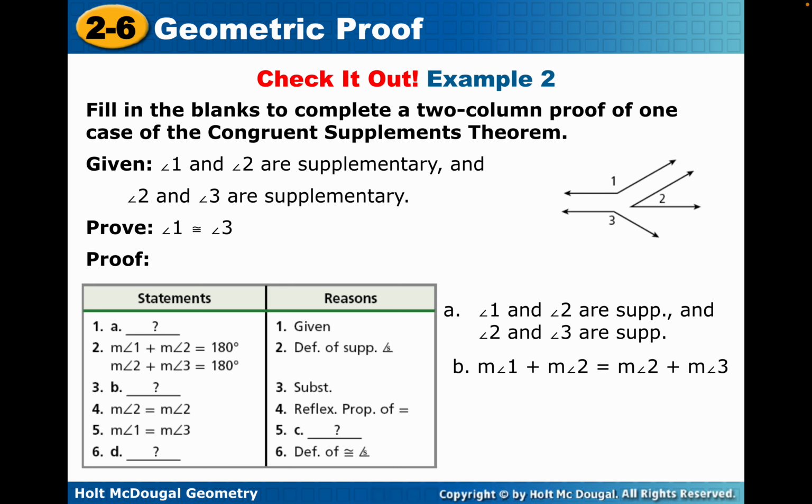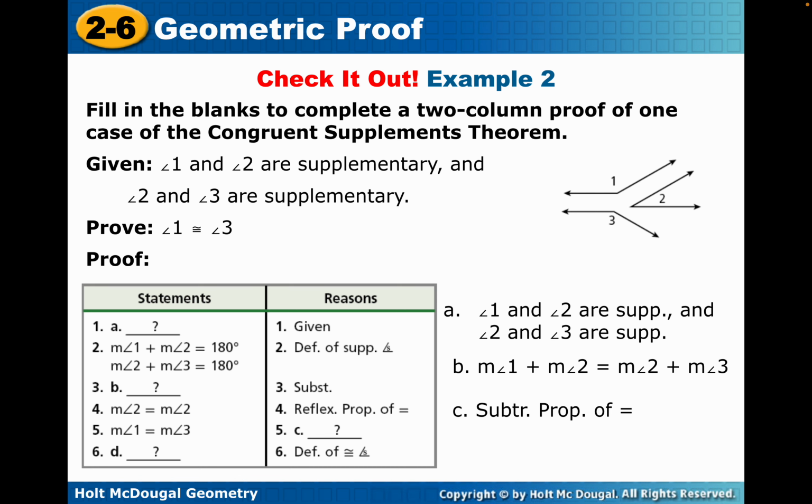Now, the next step says the measure of angle 1 equals the measure of angle 3. Our reason is going to be the subtraction property, because if you subtract the measure of angle 2 on both sides, it gets rid of them, leaving us with just the measure of angle 1 equals the measure of angle 3. So that's the subtraction property. We subtracted those measure of angle 2's out.